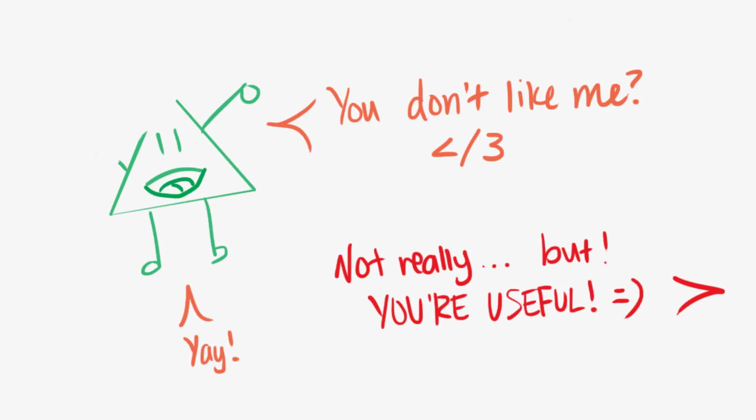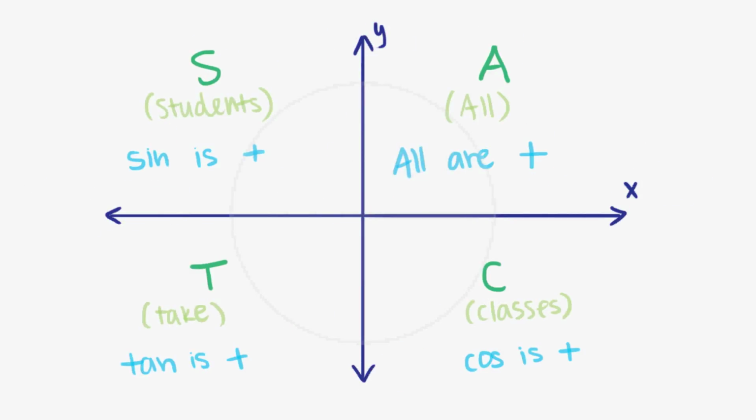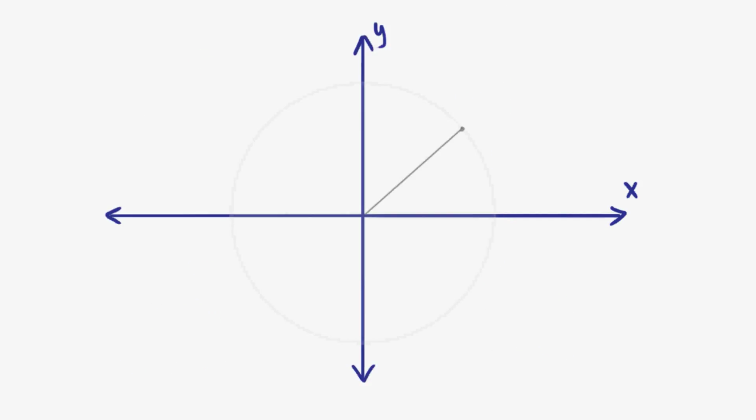I mean, sure, we've all heard of soh-cah-toa, which is, admittedly, an incredibly useful tool when you're trying to remember differences between sine, cosine, and tangent. And another trick you might know is All Students Take Classes, which helps you remember which trig values of a unit circle are positive. Speaking of which, the unit circle, 3 words that I'd probably be perfectly fine with never hearing again for the rest of my life.